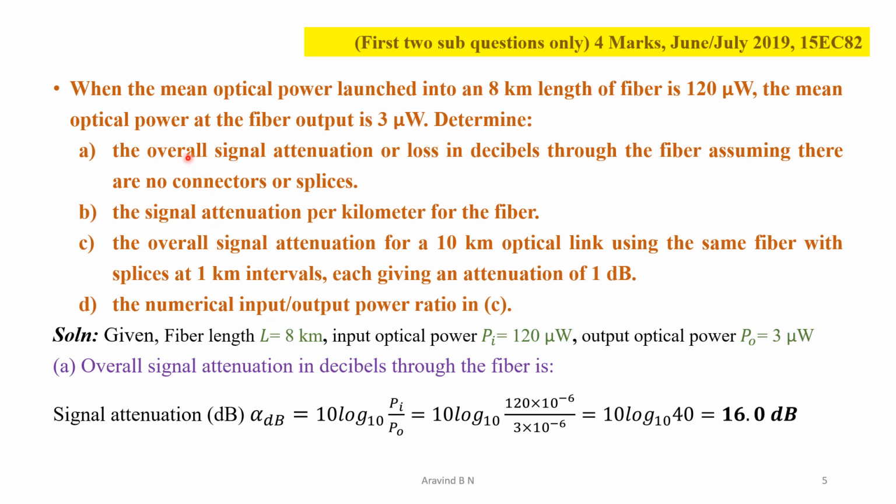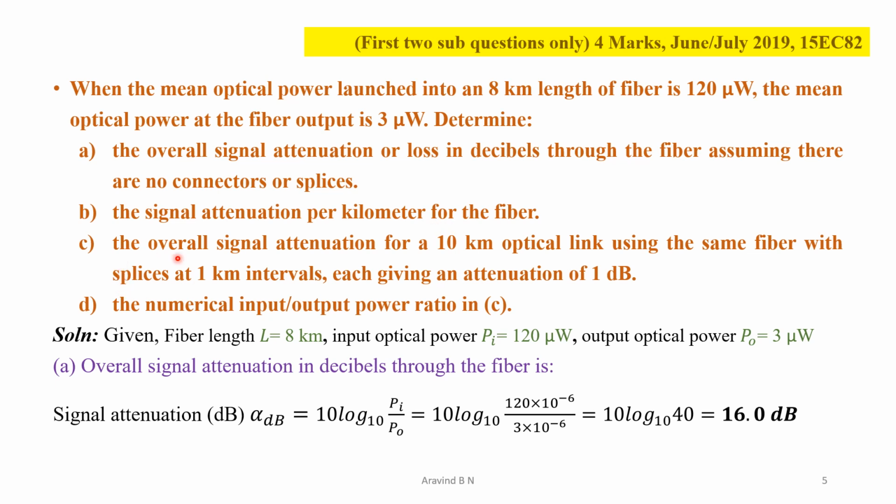Let us go through a problem related to the attenuation. The problem statement: when the mean optical power launched into an 8 kilometer length of optical fiber is 120 microwatt, the mean optical power at the fiber output is 3 microwatt. Determine, first, the overall signal attenuation or loss in decibels through the fiber, assuming there are no connectors or splices. Second, the signal attenuation per kilometer for the fiber.